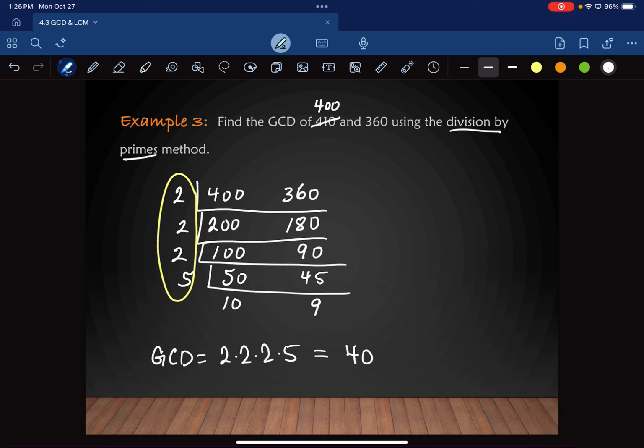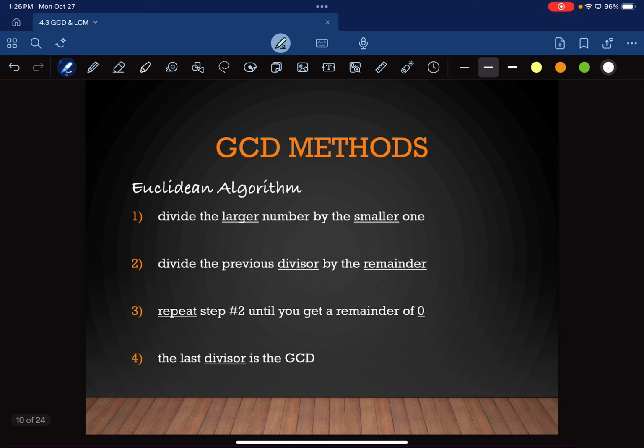The next one is not nearly as versatile, and it's much more hidden as to what's going on. This is called the Euclidean algorithm. It's not that hard to do, but it's weird to write down. It's like our divisibility property for 11s. It's weird to write down.